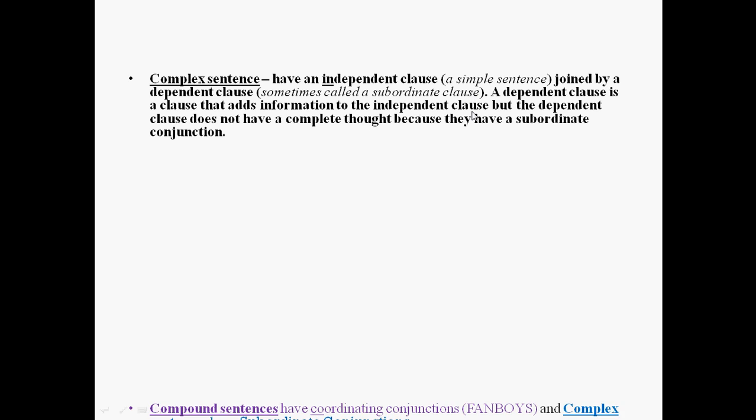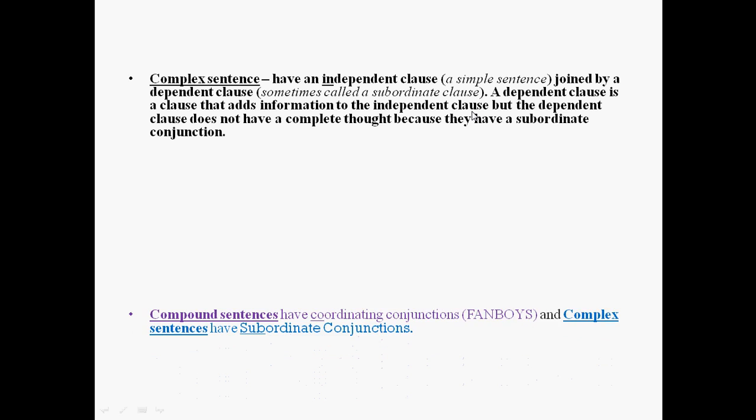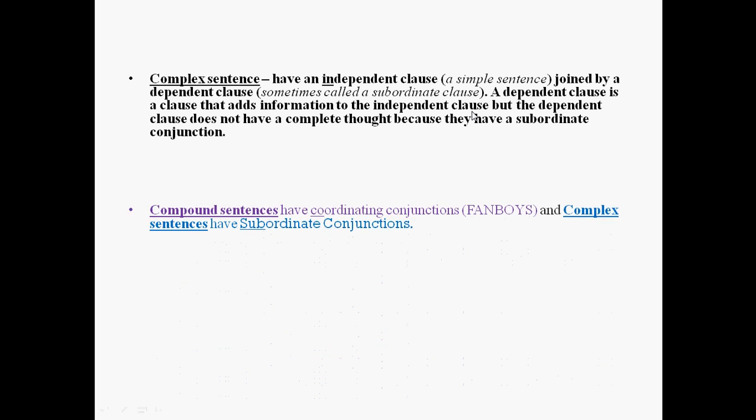There it is, dependent clause, sometimes called a subordinate clause. I wish I didn't put that in, just ignore it. So it has a simple sentence joined by some other information. A dependent clause is a clause that adds information. So that's this section. It adds information to the simple sentence, to the independent clause. But the dependent clause does not have a complete thought. They have a subordinate conjunction, not a coordinating conjunction.